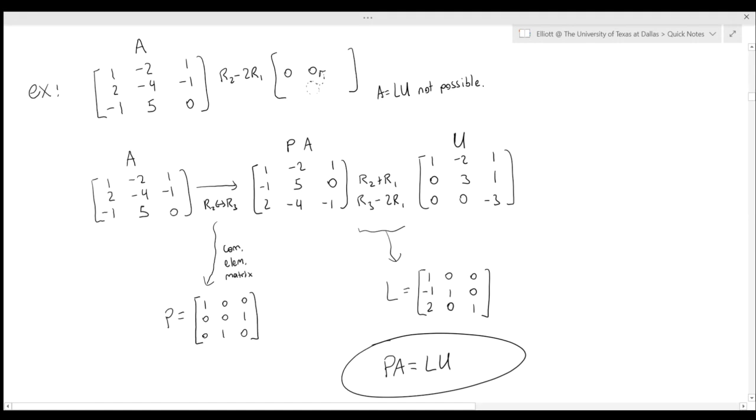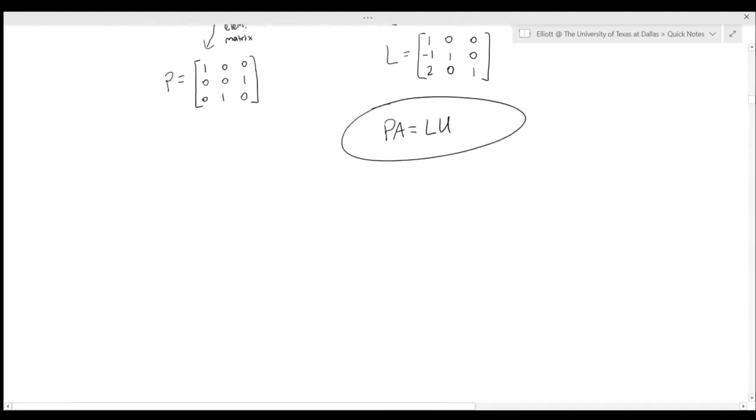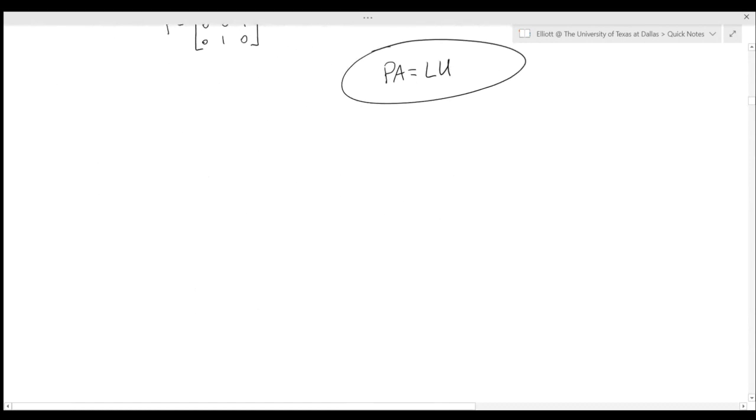And I'm out of time, so let me just do a little bit more real quickly, and I'll wrap things up with that. So I would also like to just see how to apply this to solving a system of equations. So how to solve AX equals B, but using PA equals LU instead.